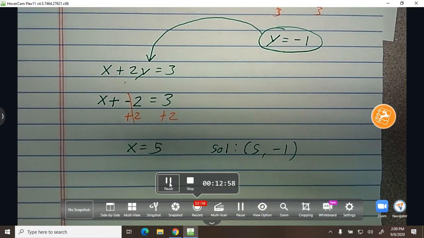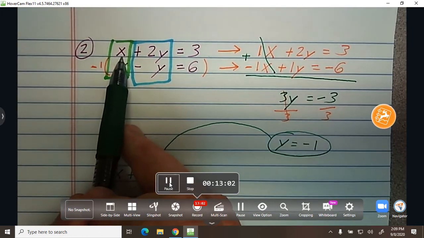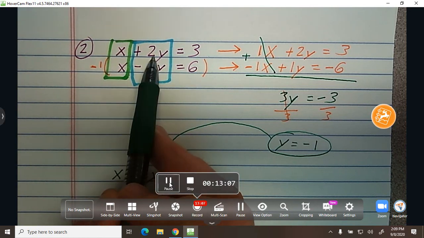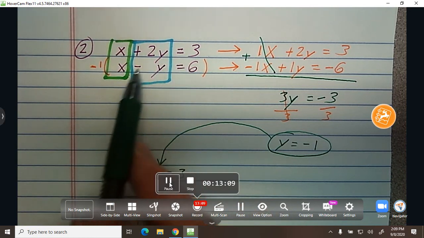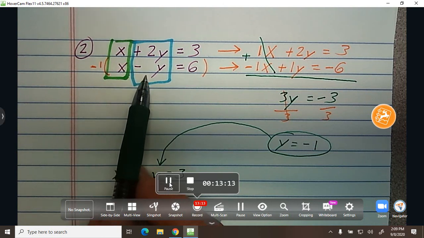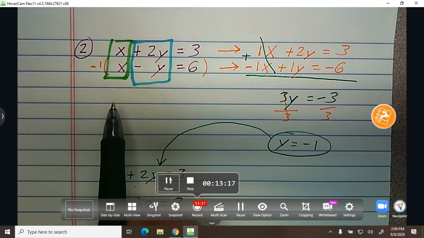Now I would also check your work. Is the answer 5, negative 1? Let's double check. 2 times negative 1 is negative 2. 5 plus negative 2 is 3. And then x is 5. 5 minus negative 1 would be 5 plus 1 is 6. So I know without a doubt I'm correct. I could also use that.